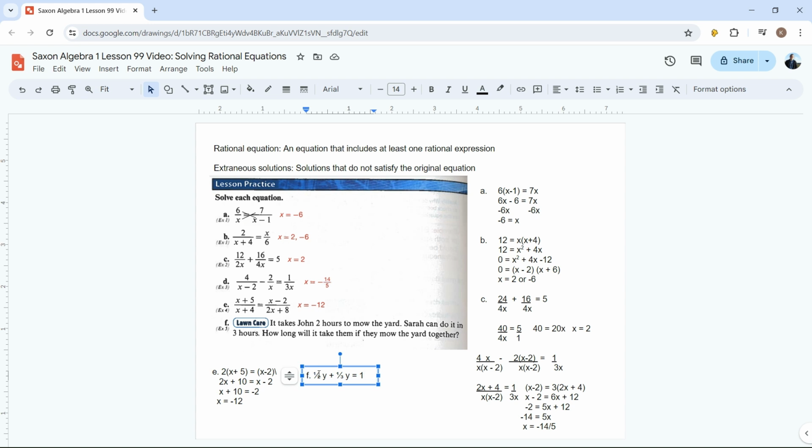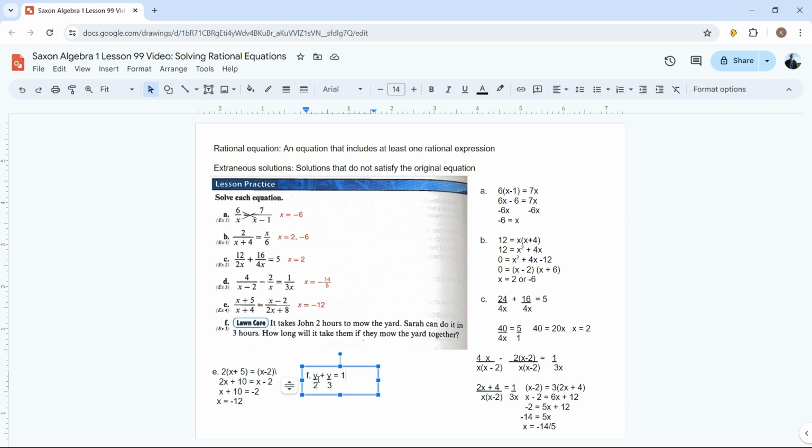Now, if I were to write this out in a more friendly fashion, I probably want to put y over 2 and then y over 3 here instead of using the 1/3. And then the question is, how long will it take them to mow the lawn together? y is the time it's going to take them to mow 1 yard. So let's see how long it takes them to mow 1 yard if John does half of a yard per hour and Sarah does 1/3 of a yard per hour. And all we're going to do is solve this.